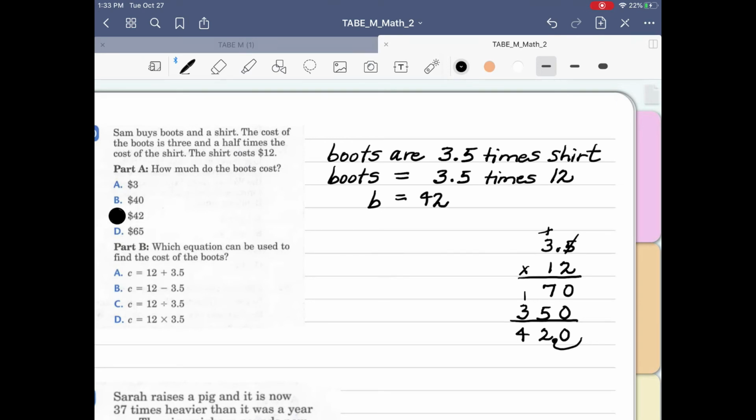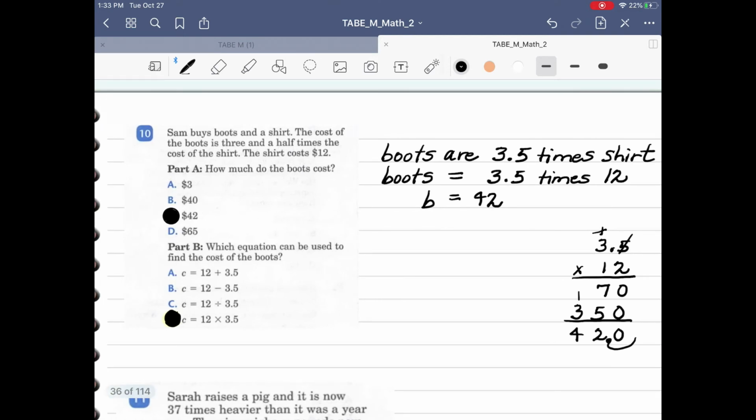And how did we find that? We did D. We multiplied 12 by 3.5. Remember, with multiplying, you can put it in either order. 12 times 3.5 or 3.5 times 12. Answers to number 10 are C and then D.